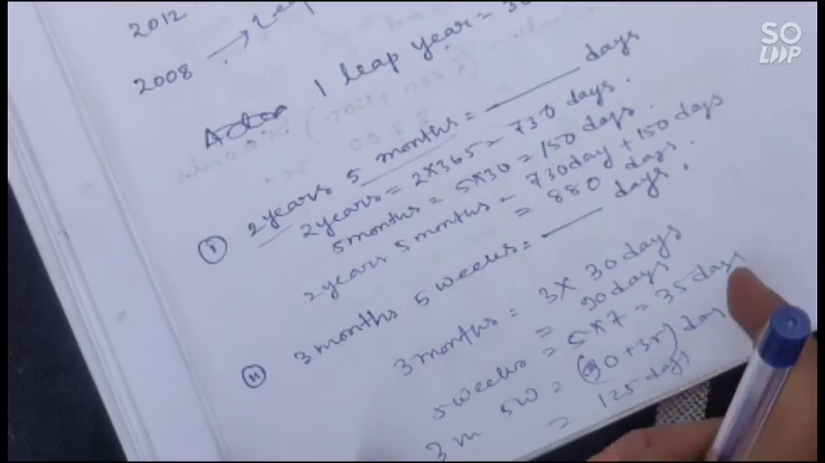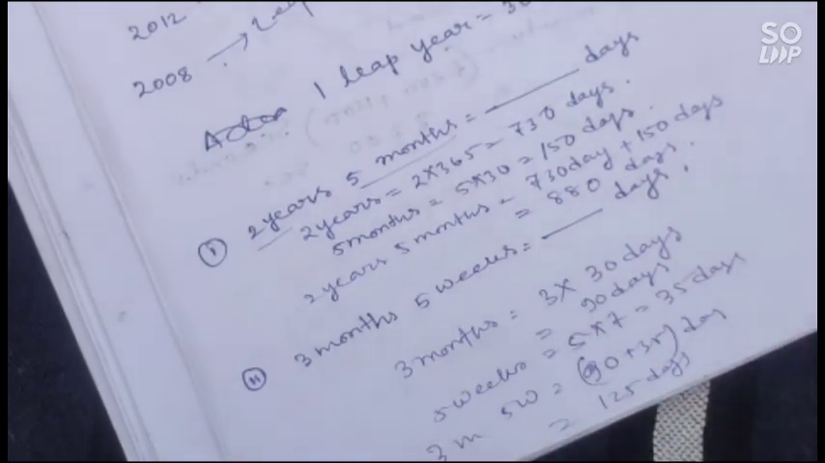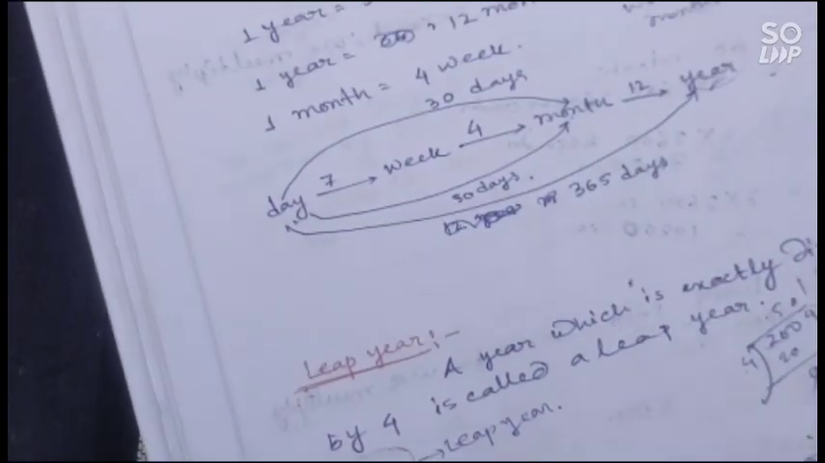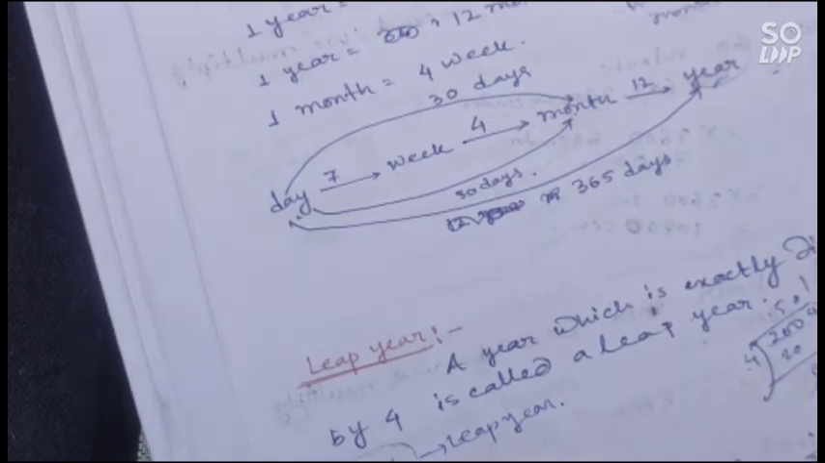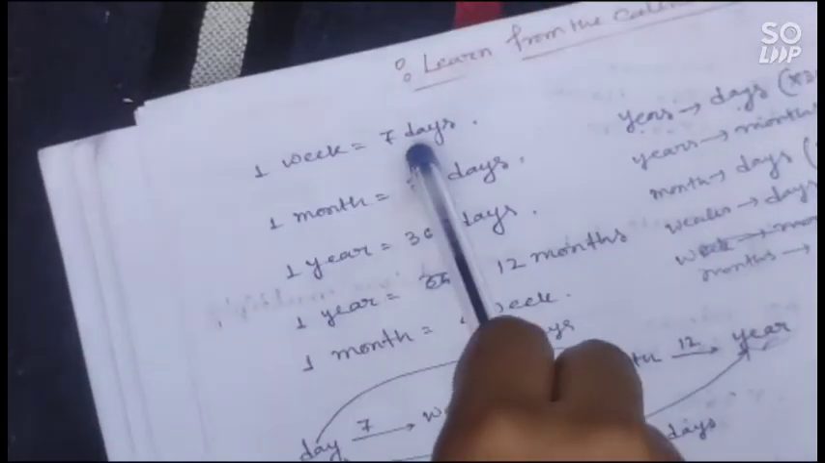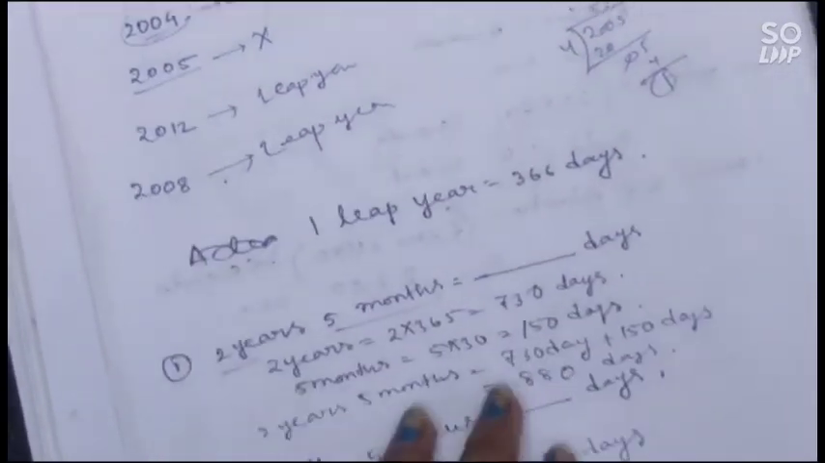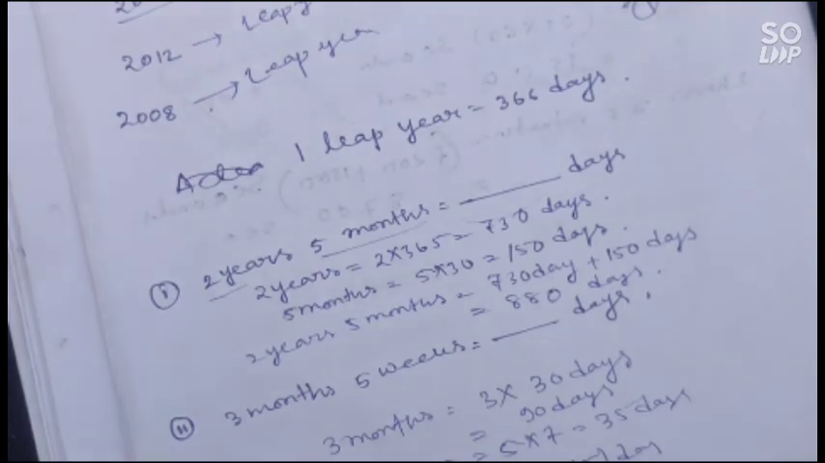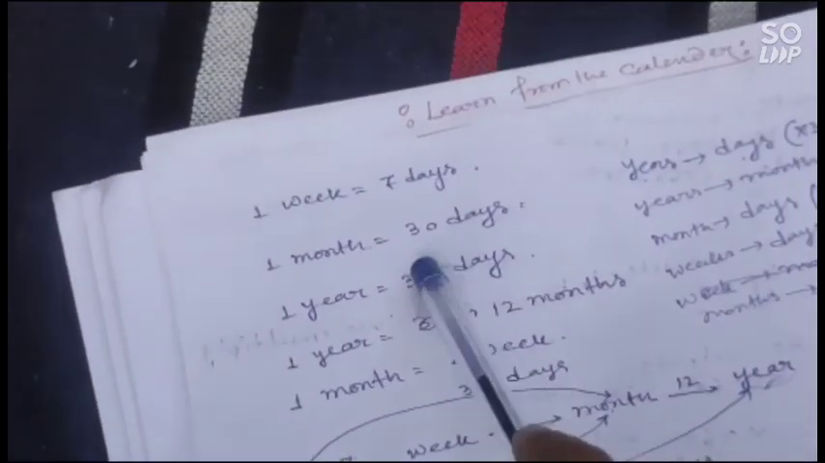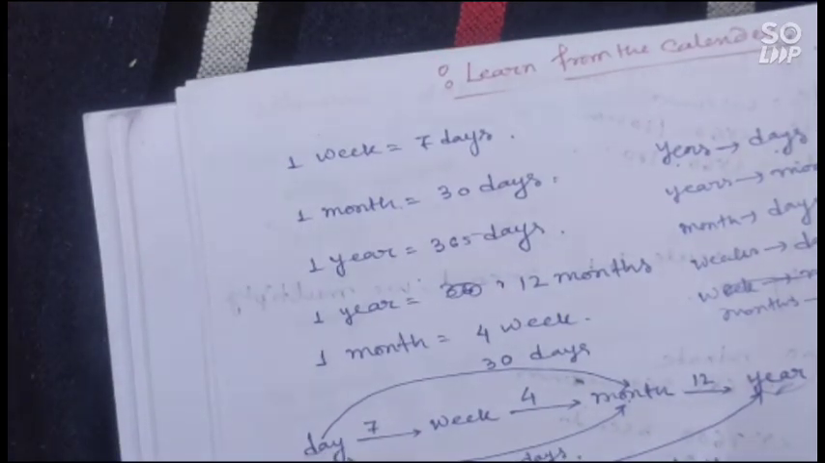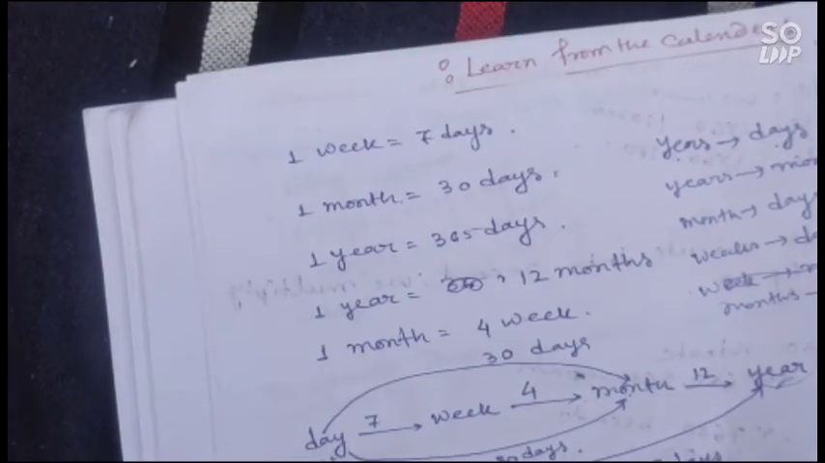Okay. So I hope all of you can understand how can you convert years into days, months into days. Okay. So this is how you can convert the time, and you have also learnt about leap year. So first of all you have to remember this, then you have to learn about the leap year, and then you have to learn about the conversion. If you can remember this, then you can do the conversion of years, months, days, weeks easily.